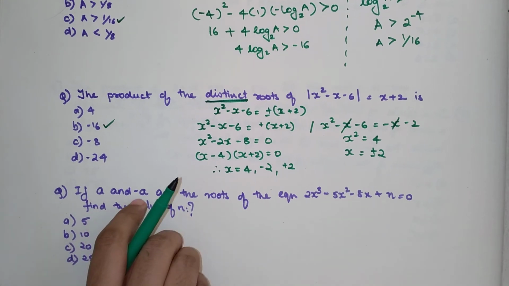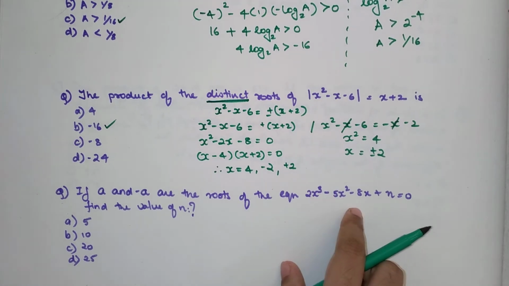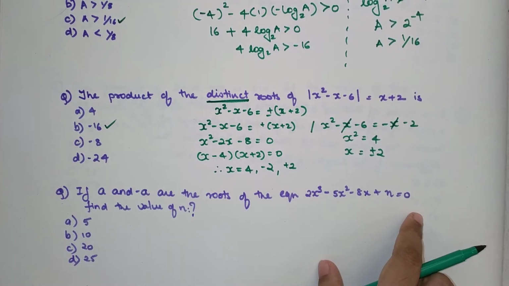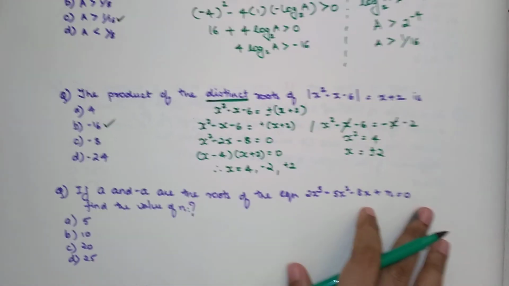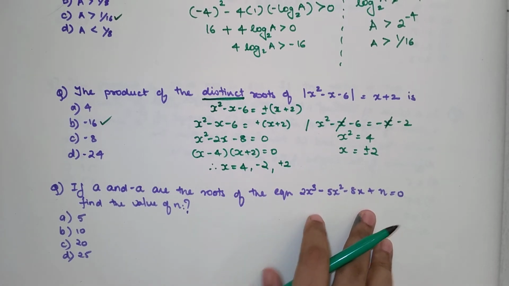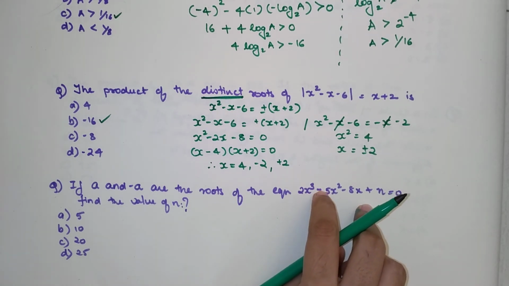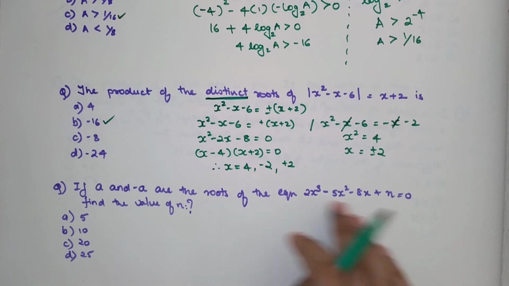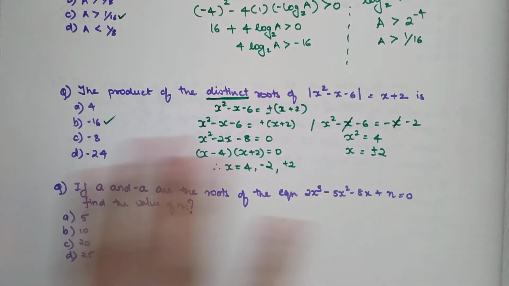If a and minus a are the roots of the equation 2x cube minus 5x square minus 8x plus n is equals to 0, find the value of n. So now when you look at this particular equation, it is not a quadratic equation, it is a polynomial, because the highest degree of x is raised to 3. So now please don't get into the whole drama of synthetic division and finding the values and all of that. Don't get into all of that.